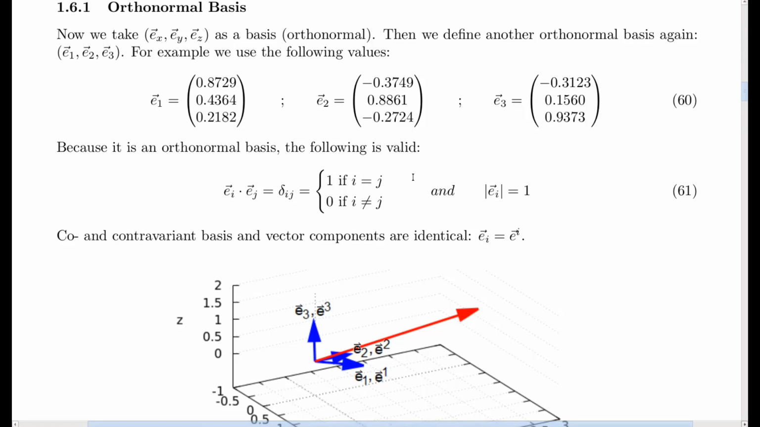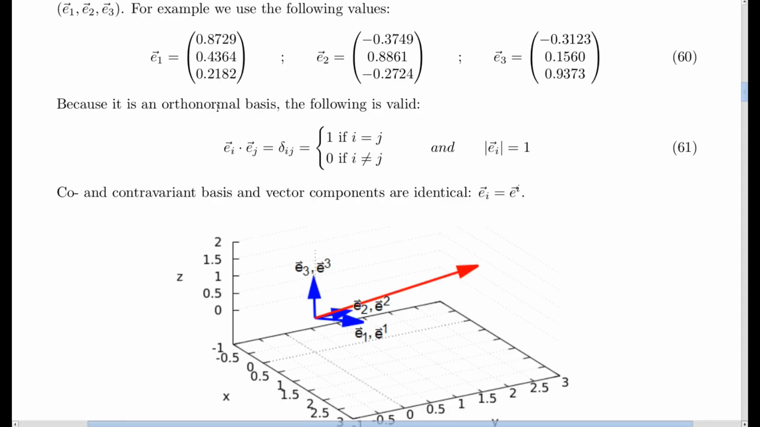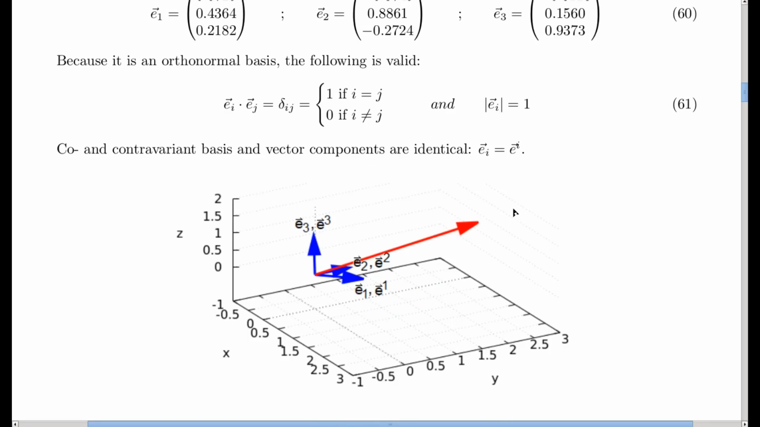And yeah, because it is an orthonormal basis, the following equation is valid. If we calculate a scalar product between two unity vectors, two basis vectors, then the result is a Kronecker delta. That means the result is 1 if the indices are equal, and it's 0 if the indices are unequal. And of course the absolute value of a basis vector is 1 here. And yeah, we can show that with a diagram.